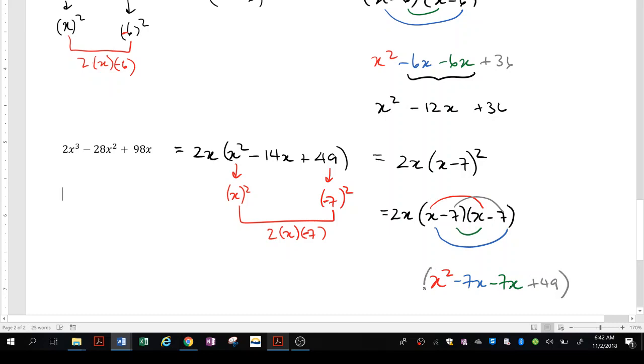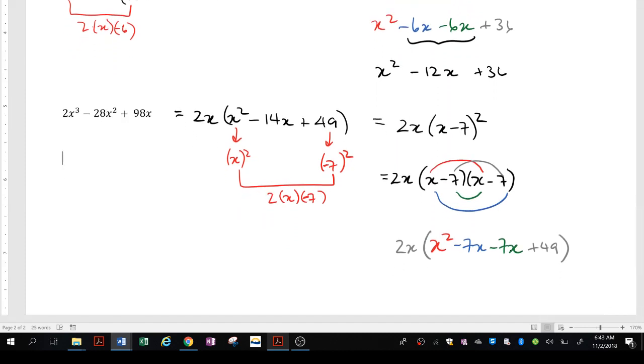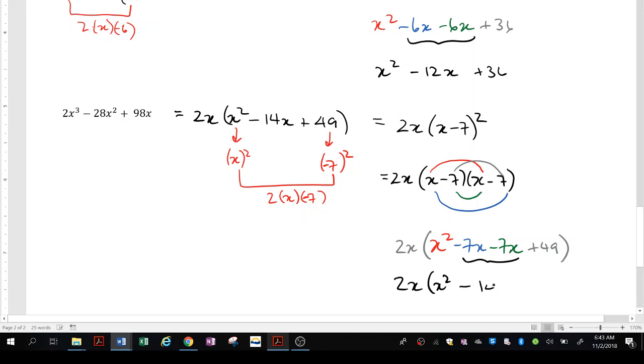Now we have to keep brackets around that, and we can't forget our 2x out here. And when we combine like terms, these two give minus 14x and plus 49. So yes, indeed, this is the trinomial that we started with. And so 2x times x minus 7 all squared is our factorization of that trinomial.